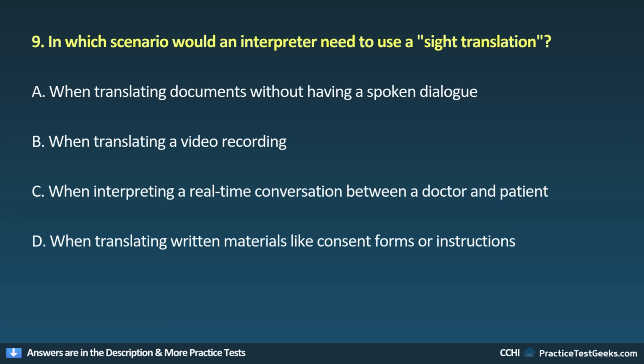9. In which scenario would an interpreter need to use a sight translation? A. When translating documents without having a spoken dialogue. B. When translating a video recording. C. When interpreting a real-time conversation between a doctor and patient. D. When translating written materials like consent forms or instructions.